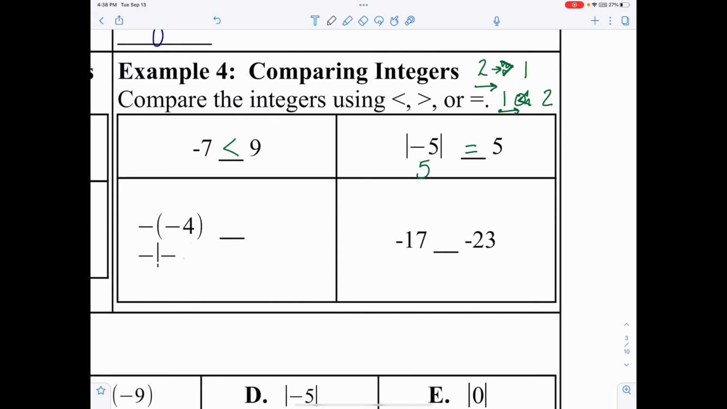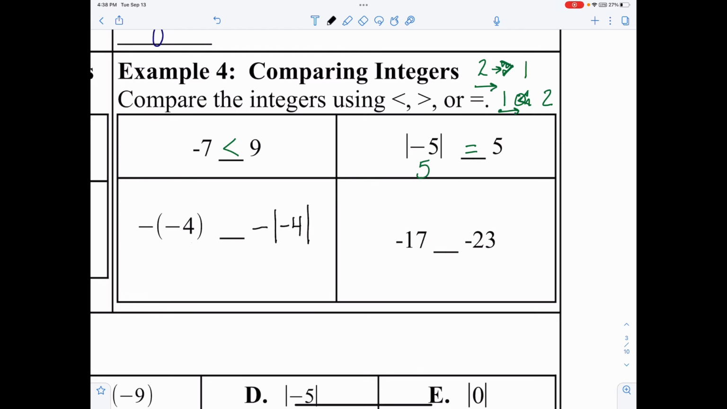Guess I should have written it first and then whited it out, but all right. So here we go. Let's go ahead and rewrite that. So what is the opposite of the absolute value of -4? Okay. So let's go ahead and take a look at that.